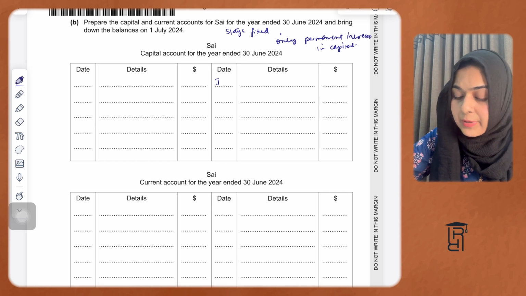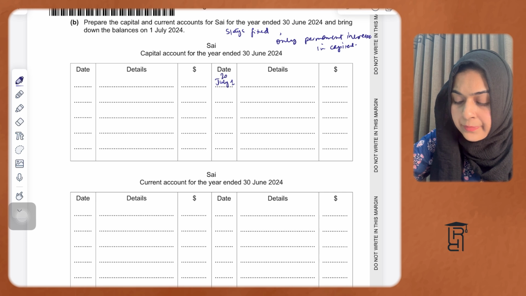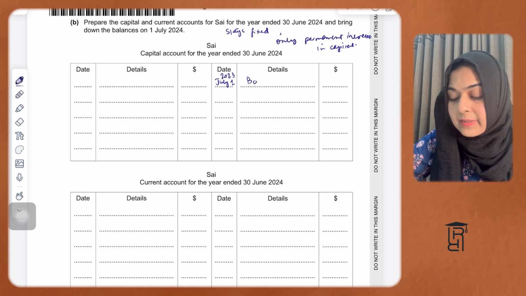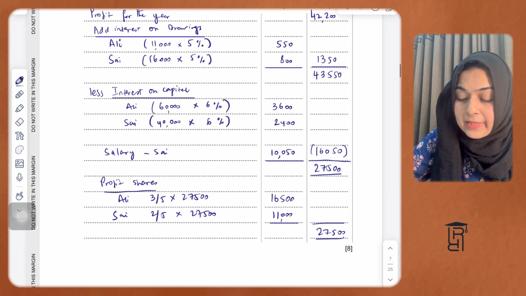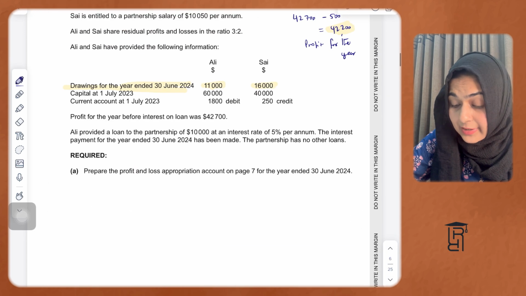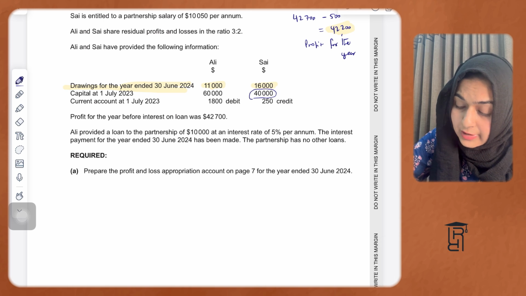So when we make the capital account here, we'll write July 1, 2023. This is the start of the year. I'll write balance brought down, 40,000. This is my opening balance for Sai's capital account. This I have taken from the question, 40,000.